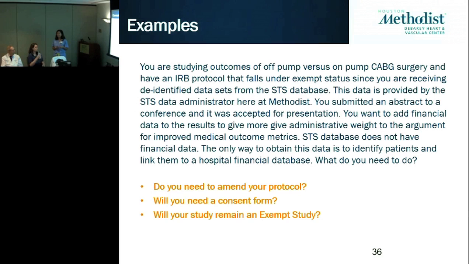No, it's not going to be exempt anymore. It'll be expedited now because now you have identifiable data. So we have to explain to the IRB why we need to do this, why there's no other way to do it, and how we're going to protect it, who's going to access that information, who's going to have the linking codes, and how we're going to protect that PHI. Okay.